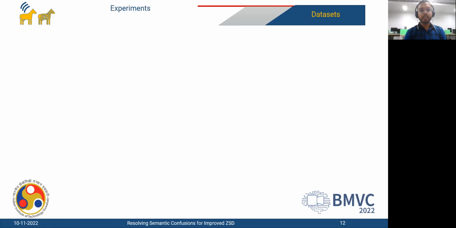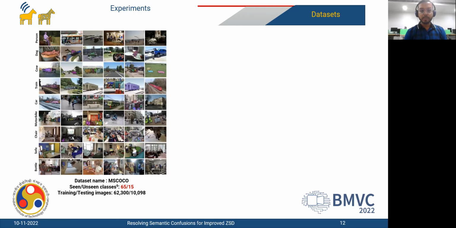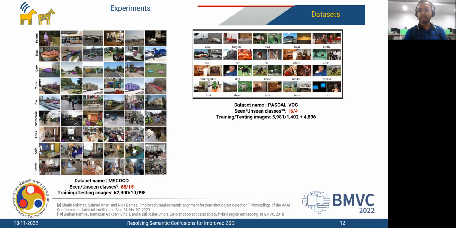Coming to the experiments, first data set is the MS-COCO data set with 65 seen and 15 unseen classes. The next data set is PASCAL-VOC with 16 seen and 4 unseen classes. The semantics we are taking from fast text.